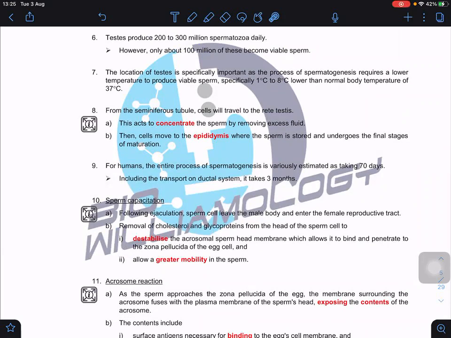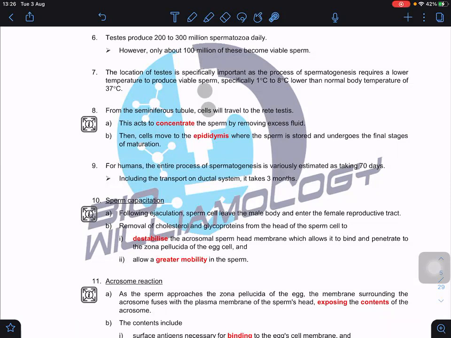So the location of testes is specifically important, as the process of spermatogenesis requires a lower temperature to produce viable sperm, generally 1 to 8 degrees Celsius lower than the normal body temperature. Are you clear? So that's why, in terms of evolution, the testes hang outside of the body for the male, rather than being kept inside.